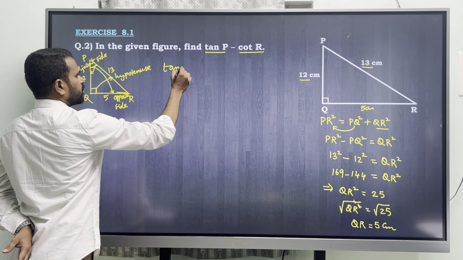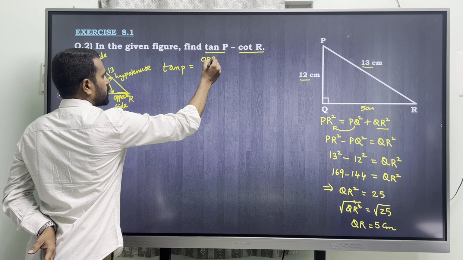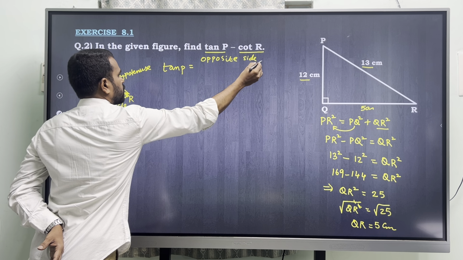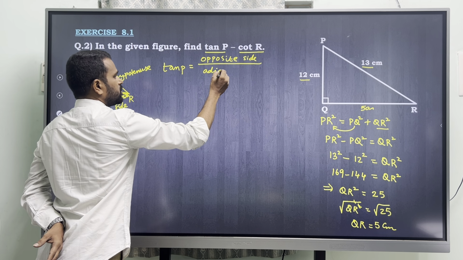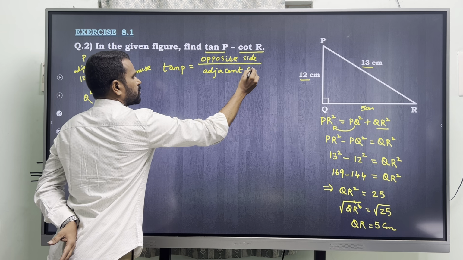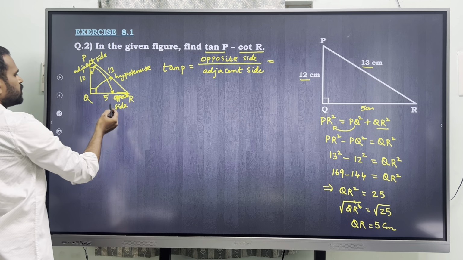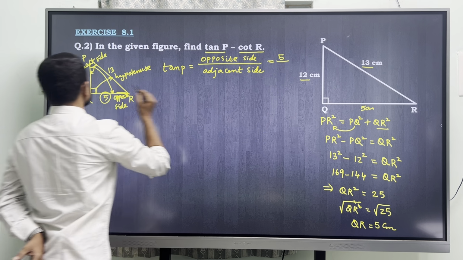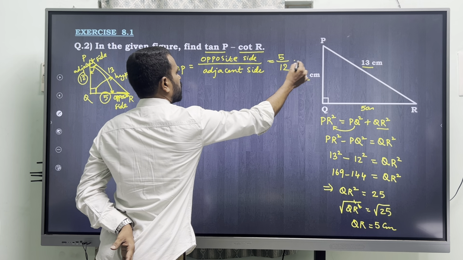Okay. Now tan, what is the definition of tan? The definition of tan is opposite side by adjacent side. Okay, what is the opposite side? Here 5. And what is the adjacent side? 12. Okay, let us suppose this is 1.